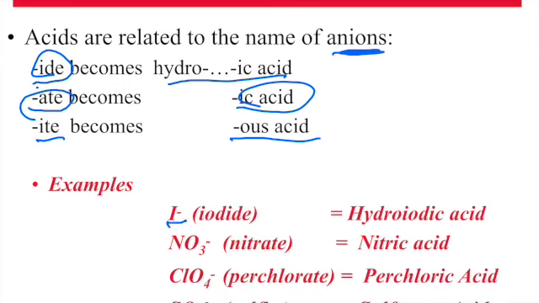So iodide becomes an ide, puts a hydro in front and an ic acid at the end. So hydro in the front, hydroiodic acid, because it is iodide. Nitrate, an ate becomes an ic acid, nitric acid. A perchlorate is an ate at the end, so it becomes an ic acid, perchloric acid. A sulfite becomes ous acid, sulfurous acid.